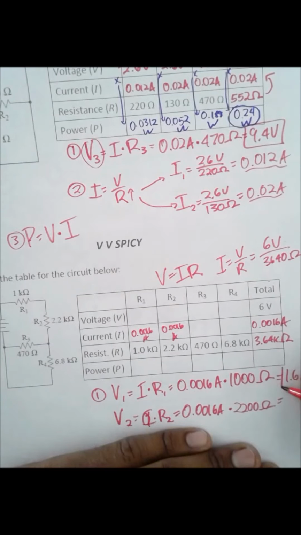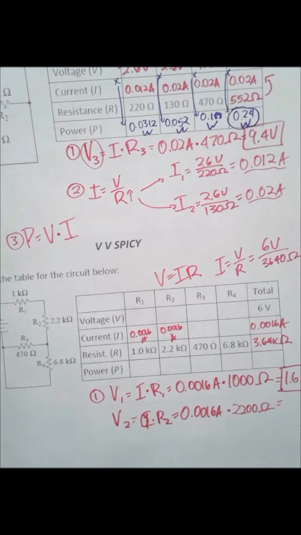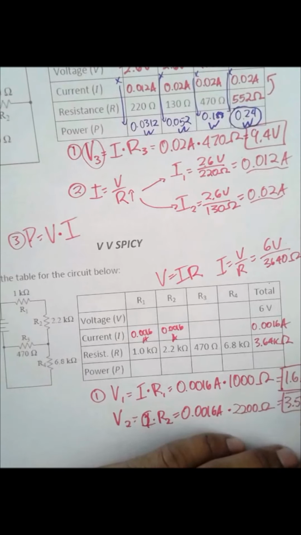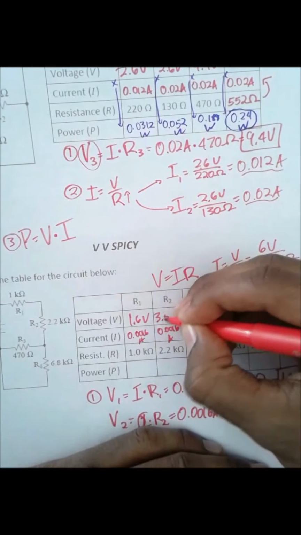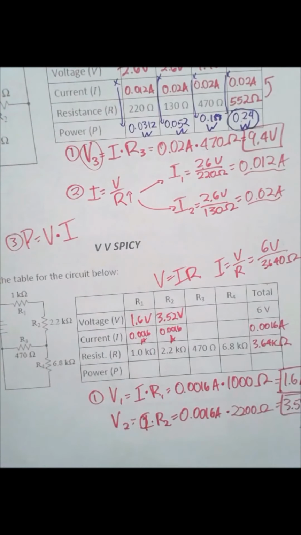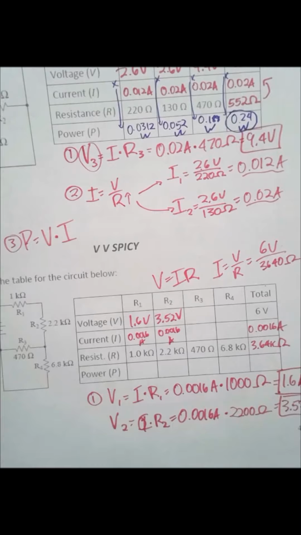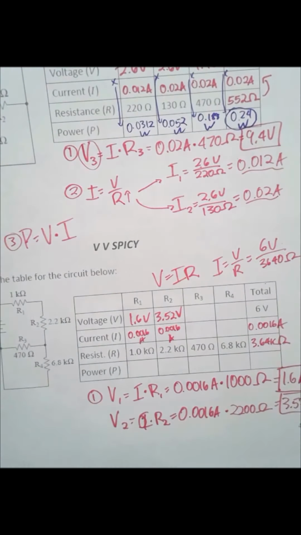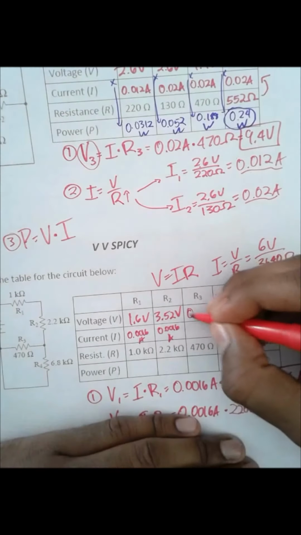volts. Whoops. On the flip side, we got 0.0016 times 2,200. It's got 3.52 volts. So we got 1.6, 3.52. Now we know that the remaining voltage, so 1.6 plus 3.52 is 5.12. So the sum of these is 5.12. 6 minus 5.12. So 0.88, that's the remaining voltage.